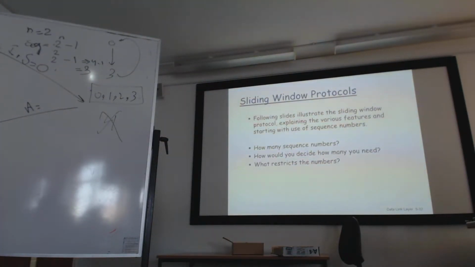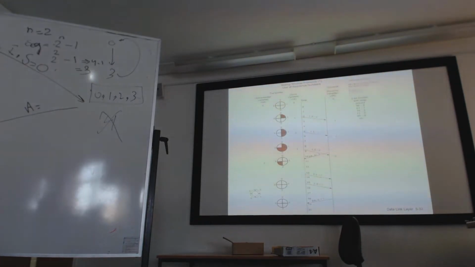How many sequence numbers I've already mentioned, we're sticking from 0 to 3. How will you decide how many you need? If you have an actual formula, you actually say 2 to the power of n minus 1, and it will give you how many you need. What restricts the number? The n bits that I gave you in the example in the question. So n will be a restriction. If I say n is 3, then just go higher. But stick with 2. You're only sticking with 0 to 3.